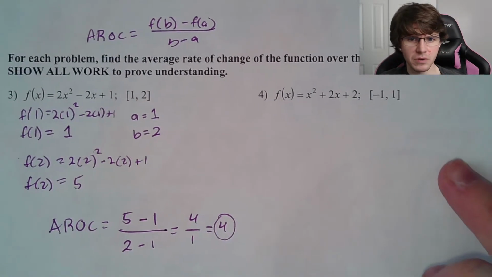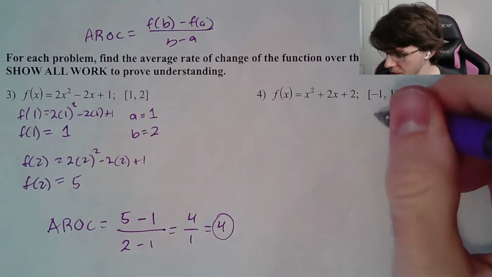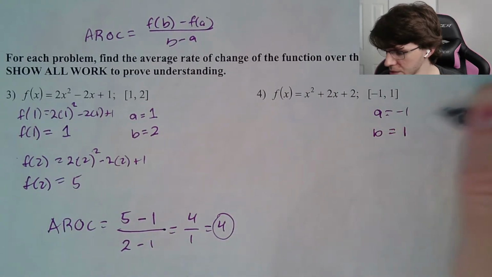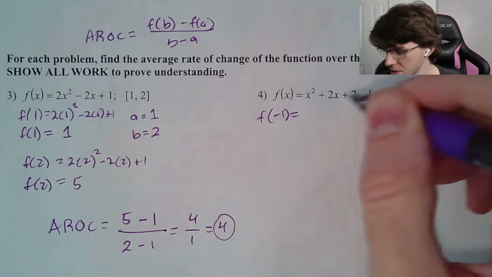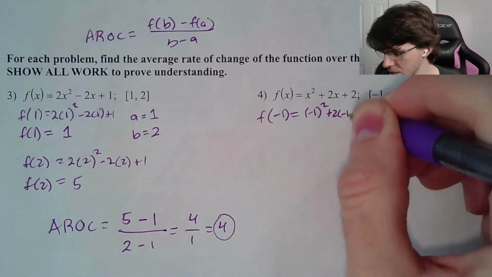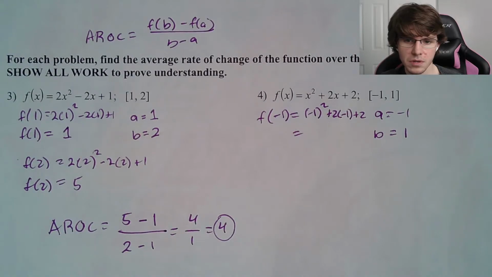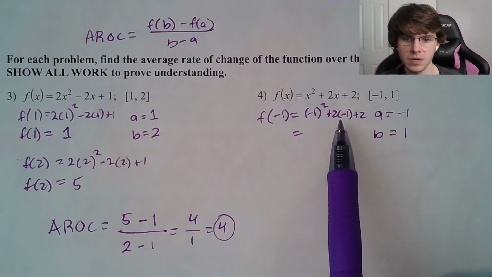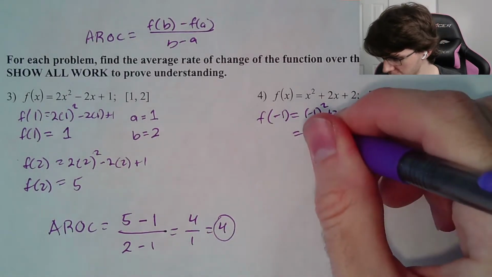Same exact idea on question number 4. You go ahead and label them up. A is equal to -1. B is equal to +1. And we need to figure out what f of a is. f of -1 is going to be -1 squared plus 2 times -1 plus 2. -1 squared is +1. 2 times -1 is -2. Well, -2 and +2 will cancel, so it's just +1.